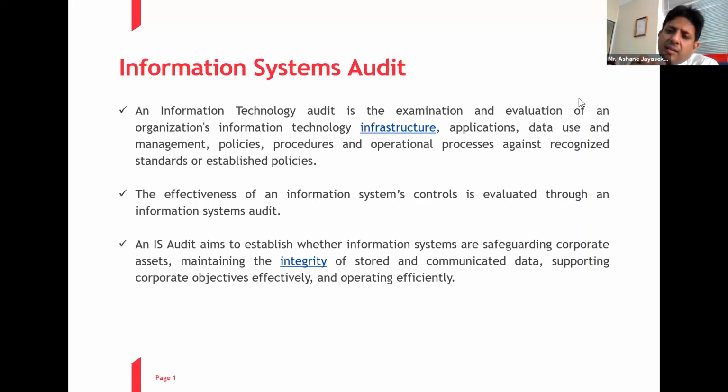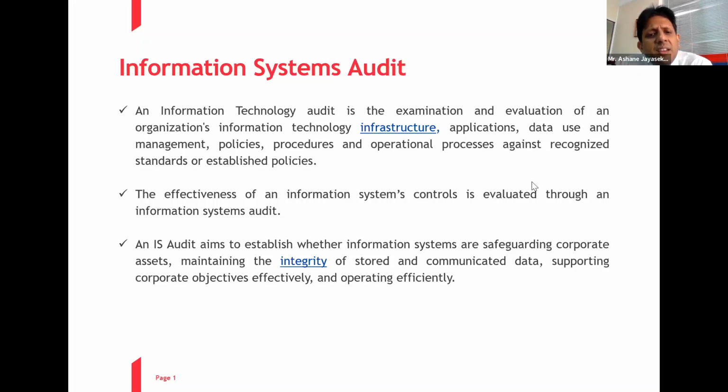We also need to check controls which are around the system, which are manual in nature. And IS audit also aims to establish whether information systems are safeguarding corporate assets, right? Here, of course, when you say corporate assets, it's mainly information, other than people, who are one of the main assets or a competitive advantage that an organization has. So all controls which protect this vital asset need to be looked at.